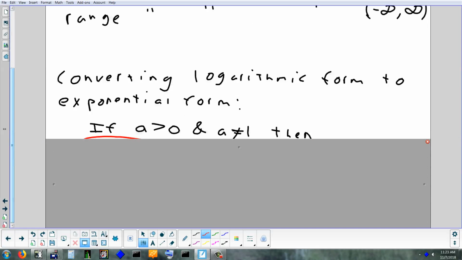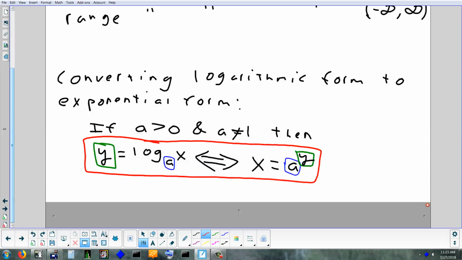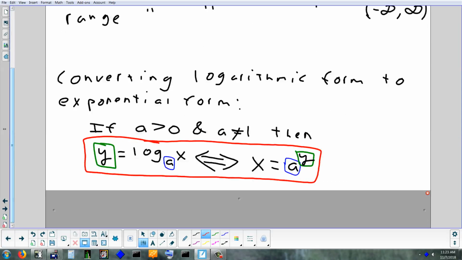For the formulas that I'm going to give you, we're going to assume that a is a positive number that's not 1. Any positive number you want, except 1. So when you write something in log form, there's 3 things. There's the base, there's the argument, and then there's the letter that was on the other side. So we have a.